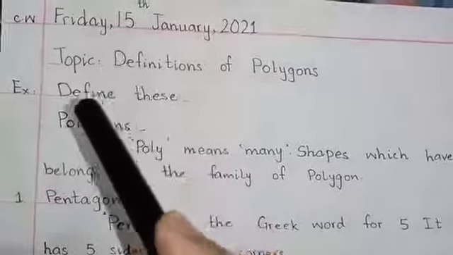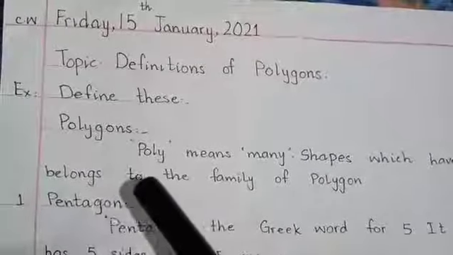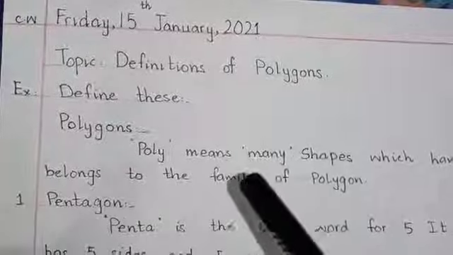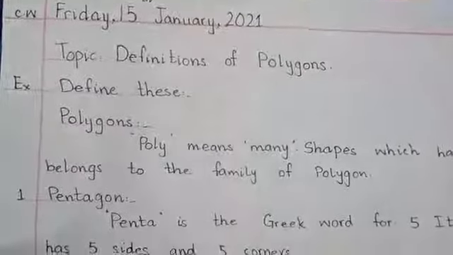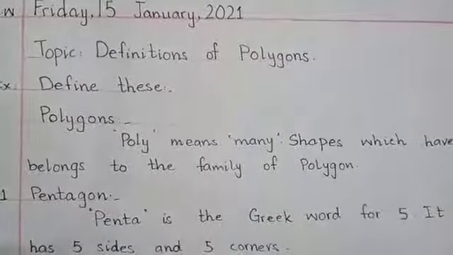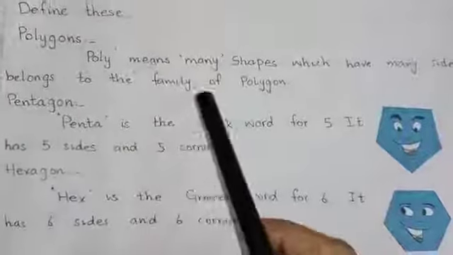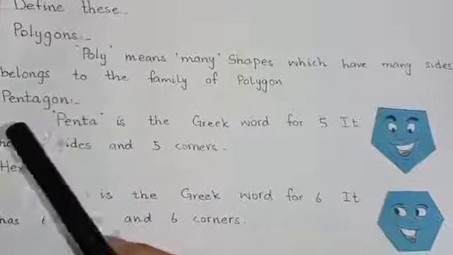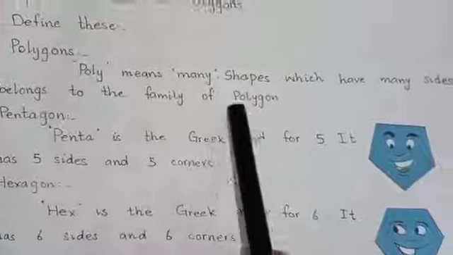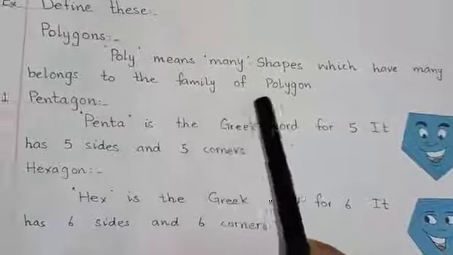Underline it with colors. After that write polygons. What is a polygon? Poly means many. So students, poly means many. Shapes which have many sides belong to the family of polygons.